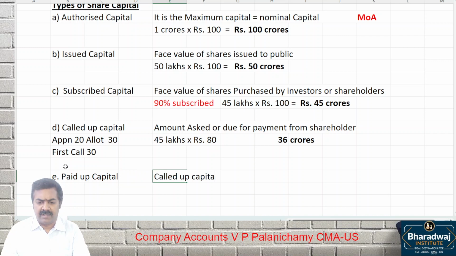Called up capital, some calls in arrears will be there. What do you mean by calls in arrears? Some shareholder would not have paid the money. Eliminate that, you will get which capital? Paid up capital. So let us see, what is the called up capital in this example? 36 crores.